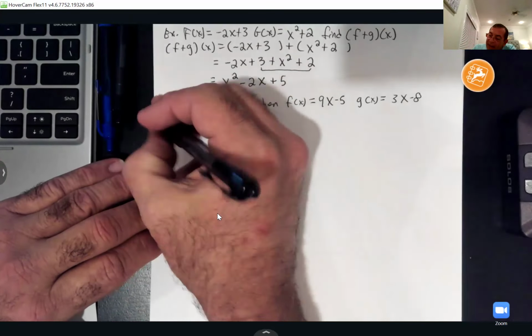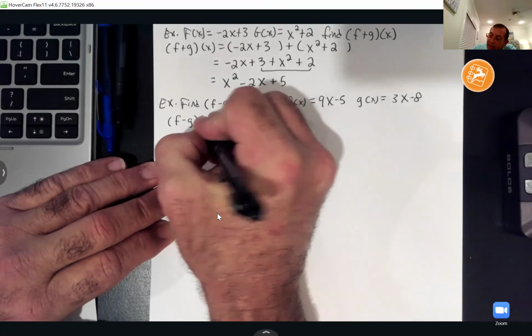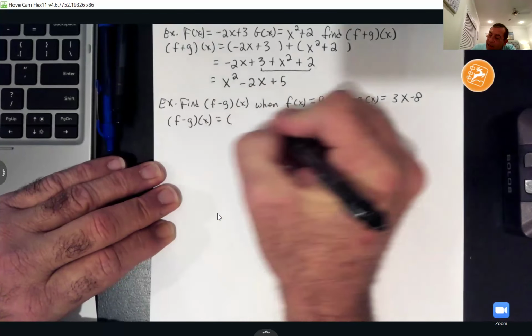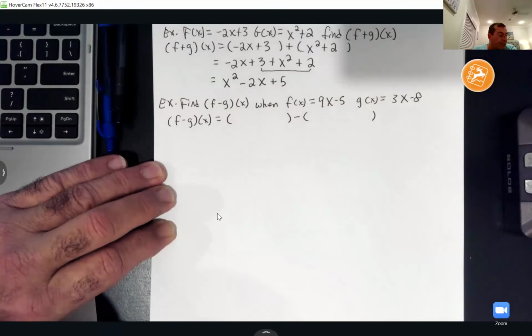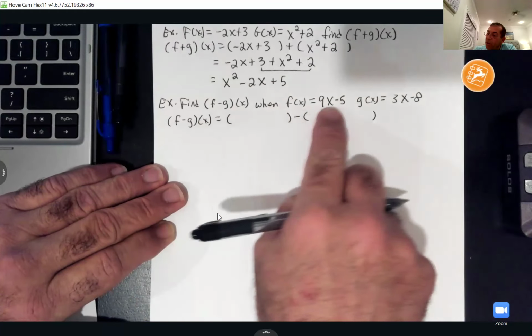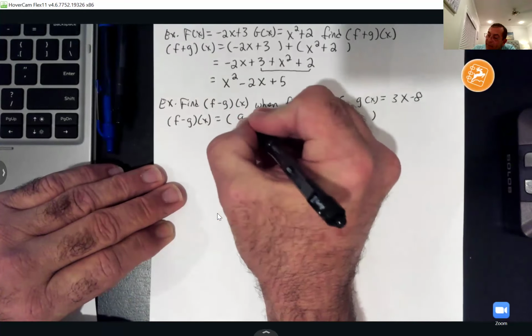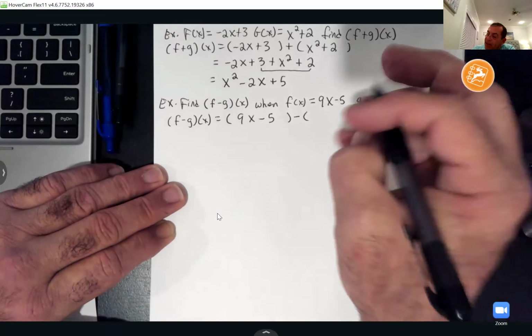So we know f minus g of x is going to equal our f minus our g. So f was what? 9x minus 5. G, 3x minus 8.